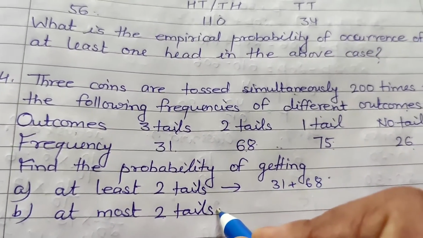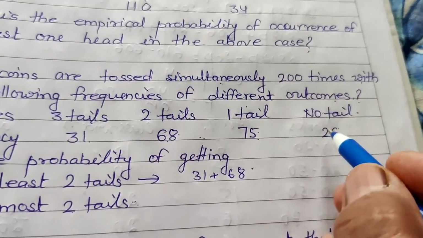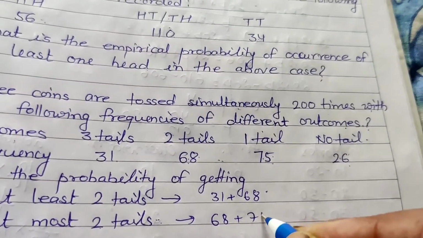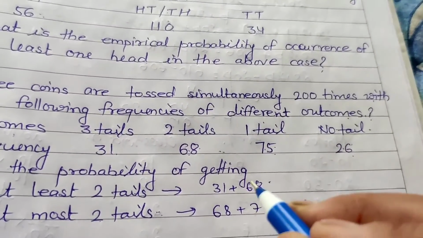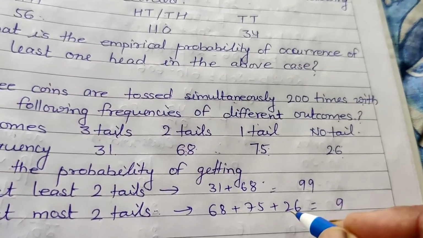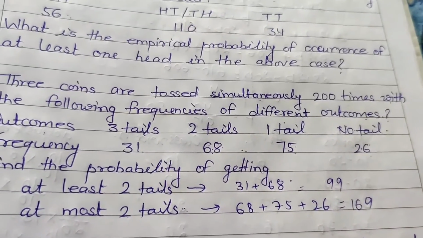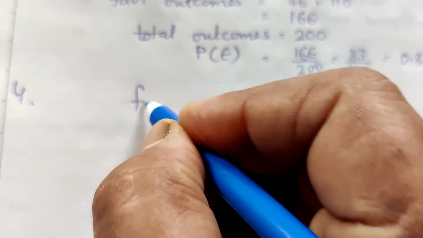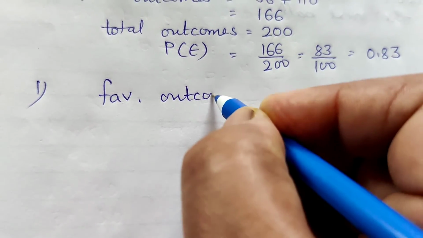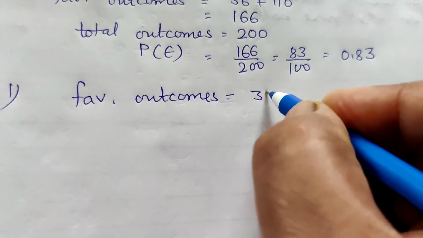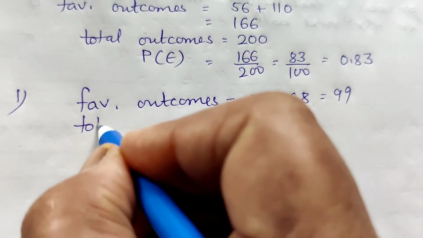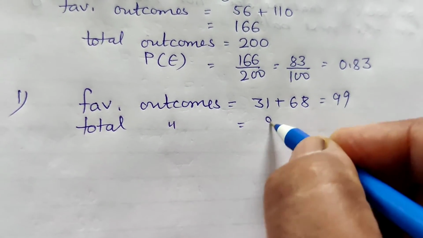And at most 2 tails, with the maximum 2 tails: 26, 75, 68. Okay, at most means maximum. No tail is also fine. So we will add these. This one is 99. This is 169. Okay, favorable outcomes for the first part equal to 31 plus 68. It is equal to 99. And the total outcomes equal to 200.